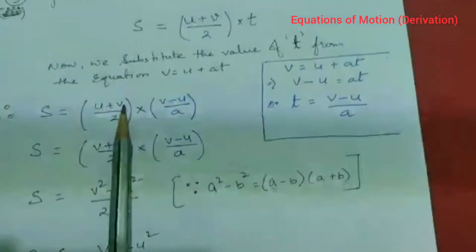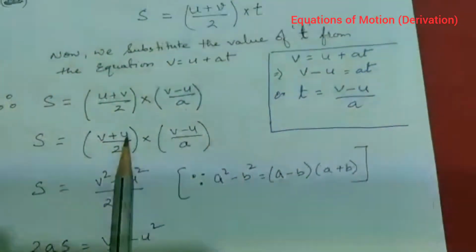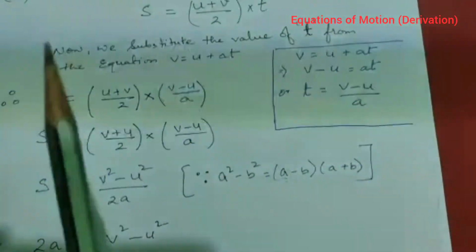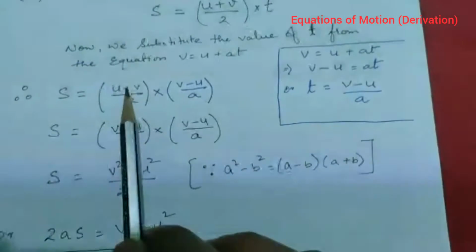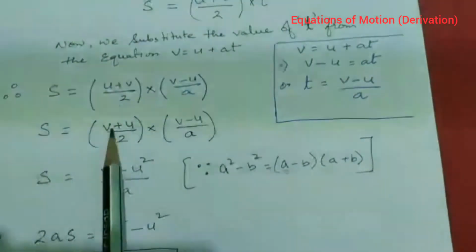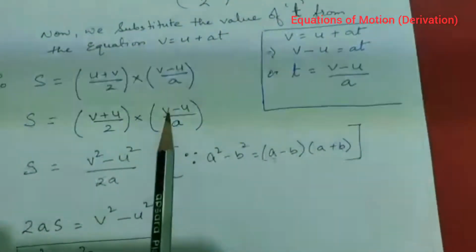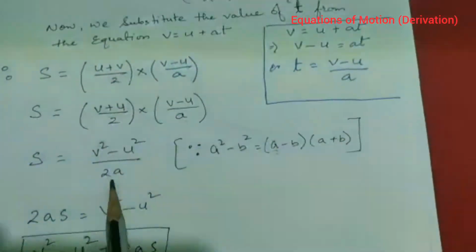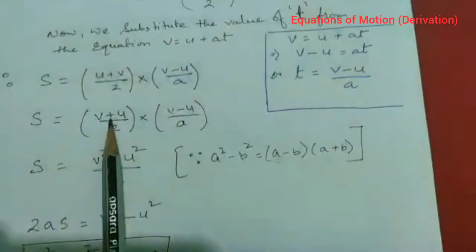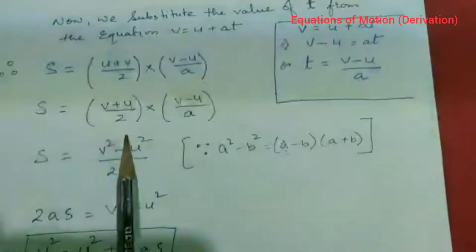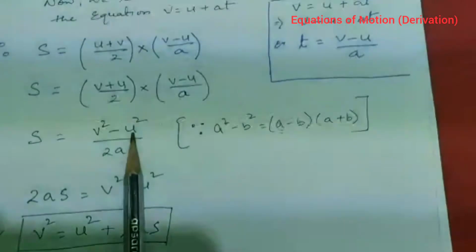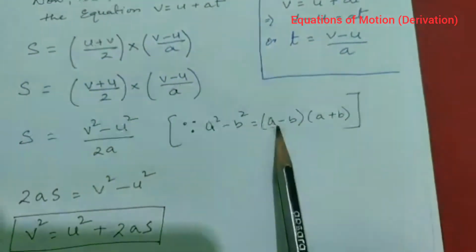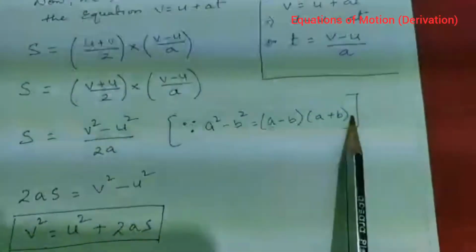Now u plus v can be written as v plus u, because a plus b is equal to b plus a. So we just rearrange the terms. So we have s is equal to (v plus u) upon 2 multiplied by (v minus u) upon a. So 2 into a becomes 2a, and (v plus u) and (v minus u) becomes v square minus u square, because a square minus b square is (a minus b) multiplied by (a plus b).